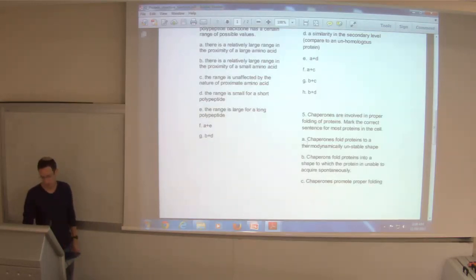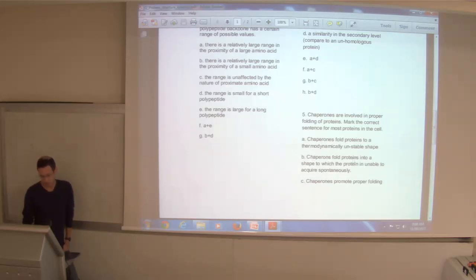Some of the questions are on the other page. Okay, so number 5. Chaperones are involved in proper folding of proteins. Remember, there are two different kinds of chaperones: molecular chaperones and chaperonins. Mark the correct sentence for most proteins in the cell. So A, chaperones fold proteins to a thermodynamically unstable shape. Right, it's incorrect. They only support the proper folding towards some stable point. Can be a local minima. It doesn't have to be a global minimum. Chaperones fold, so this is incorrect.